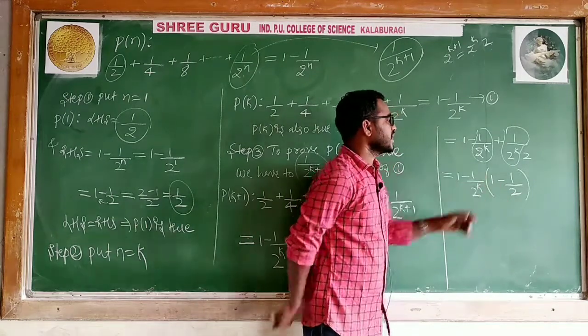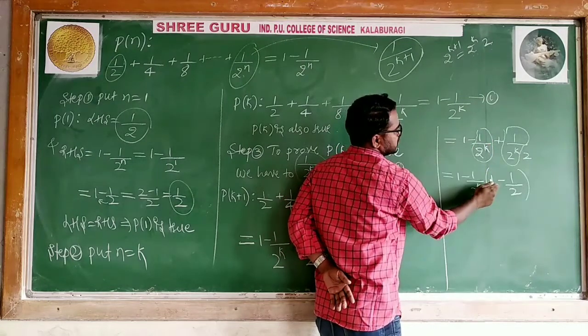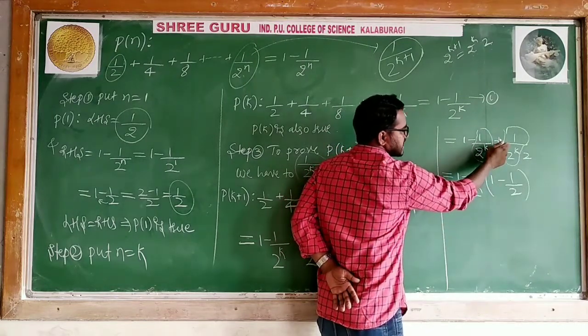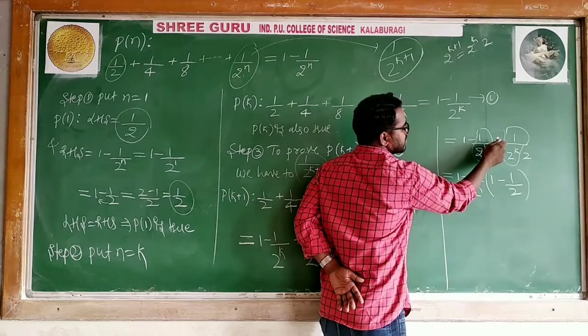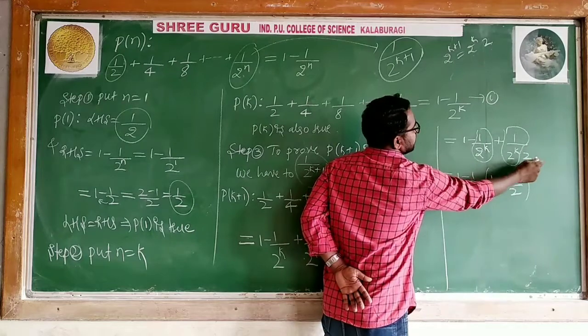Means when I am taking minus of 1 divided by 2 to the power k outside, here what remains? 1. Because nothing will be there. Plus, because I am taking minus. Plus of the plus, and minus of the minus you will get plus. Means when I am taking minus here, what remains is minus 1 by 2.